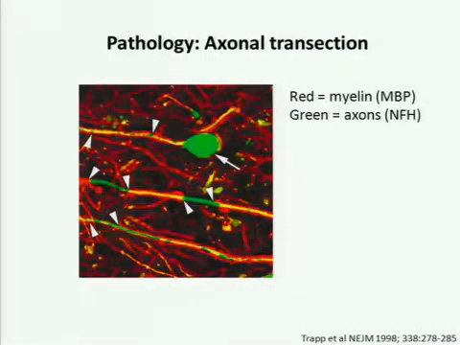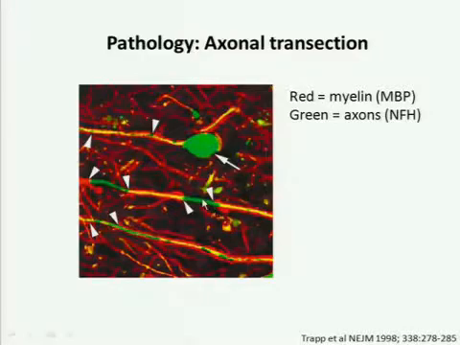And then to hammer in the concept of axonal transection, this is from Bruce Trapp's group. What you have here is a confocal image of brain parenchyma, and in red you have myelin. It's an antibody against myelin basic protein that has then seen a secondary antibody that's red fluorescent, and in green you have axons that have been labeled for neurofilament H. Where the arrowheads are are areas in which myelin has been denuded.